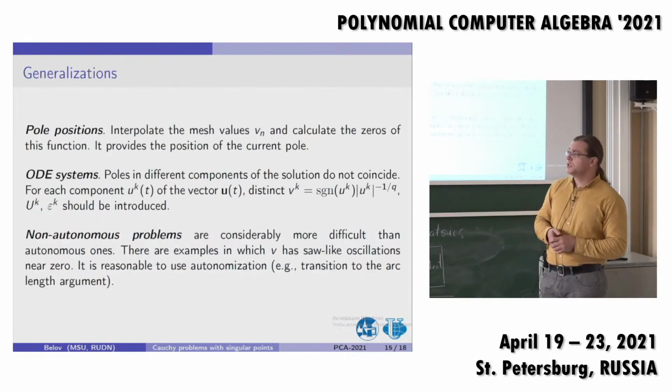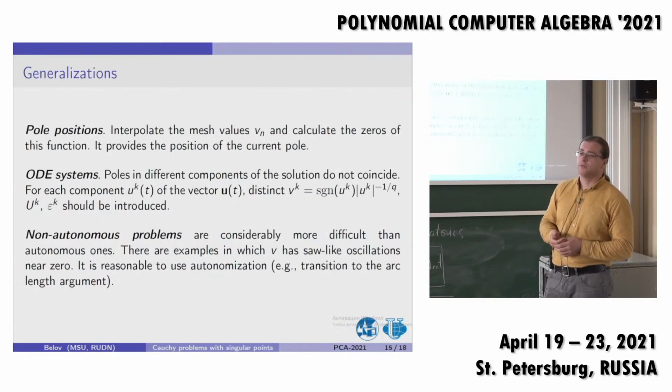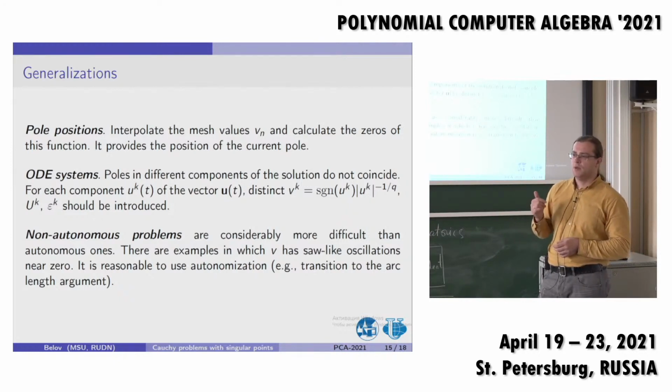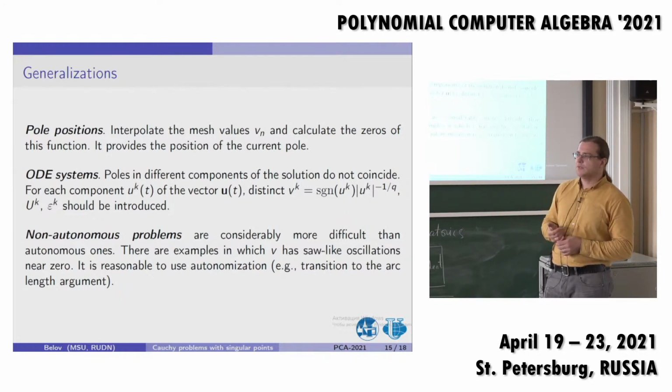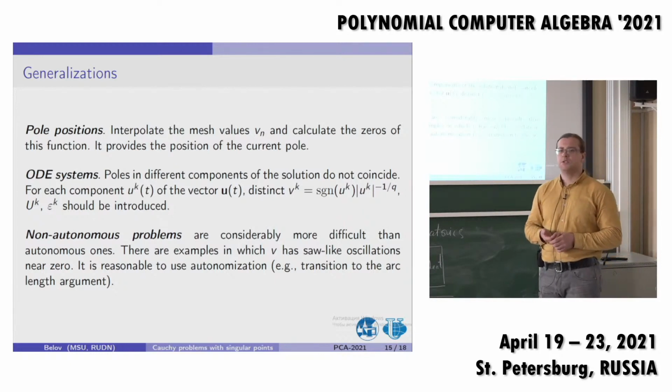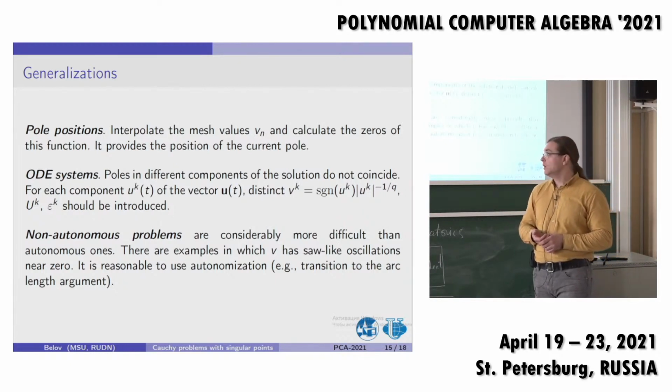Here are some generalizations for this approach. Firstly, by interpolation, we can determine the point of zero of the reciprocal function and retrieve the position of the singularity. Secondly, this approach can be directly used for systems of ODEs. In this case, one should construct the reciprocal function individually for each component of the vector u and use adjacent parameters also individually. Finally, non-autonomous problems.